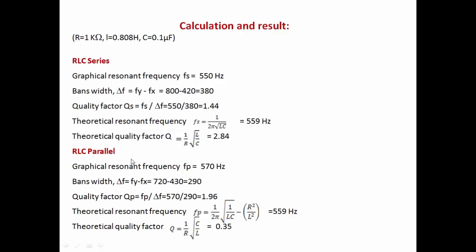Similarly, in the parallel RLC circuit, the resonant frequency is 570 Hz and the quality factor is 1.96. Here also the resonant frequency is well matching with the theoretically calculated resonant frequency. Okay, and thank you.